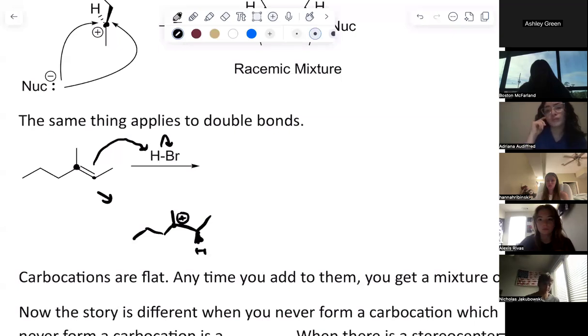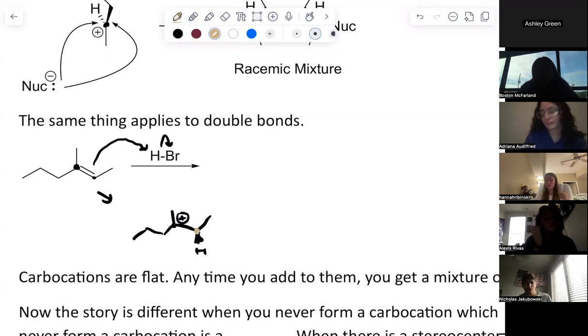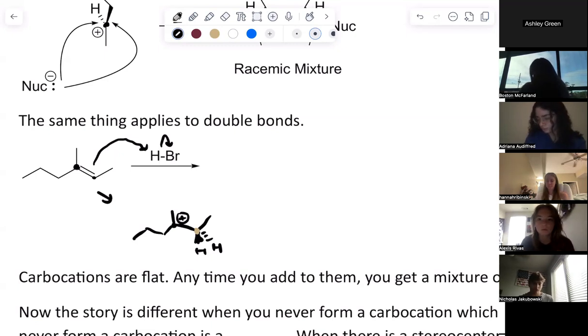Does it matter to me in this case if I added the hydrogen to the wedge or the dash? No, because this is not a chiral center. There's two hydrogens on it. There's symmetry here. It doesn't matter if I put that hydrogen on a wedge or a dash because I just put the other hydrogen on the opposite. So the stereochemistry does not matter. So I do not draw the stereochemistry here. I do not care about it.